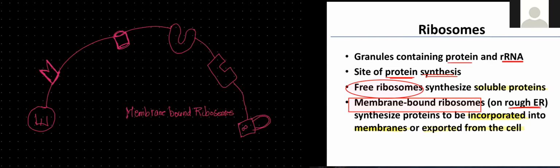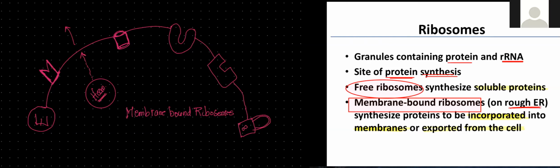Other than the incorporated proteins in the plasma membrane, we've got the proteins that will be released to the outside of the cell. If, for example, I'm producing a protein-based hormone, this hormone is kept in a vesicle, and this vesicle is going to be transporting this hormone to the outside of the cell. So it gets exported to the outside of the cell.